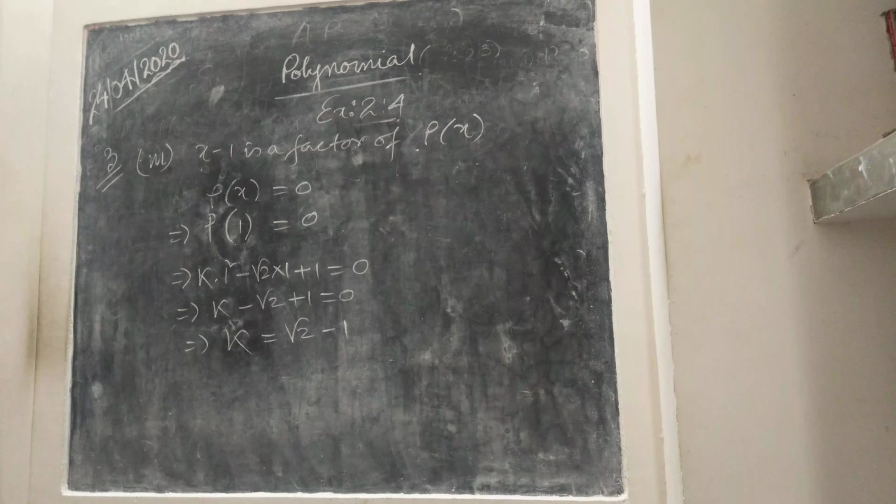So please remember, 0 of the polynomial and 0 polynomial are not the same, so please be careful with that. And whenever it is a factor, that means the remainder of px should be 0. If the remainder is 0, then it will be a factor, otherwise not.